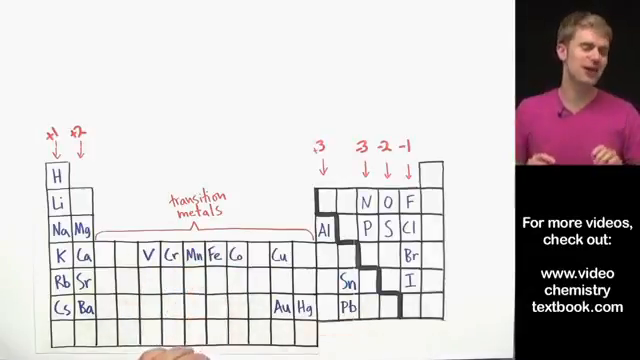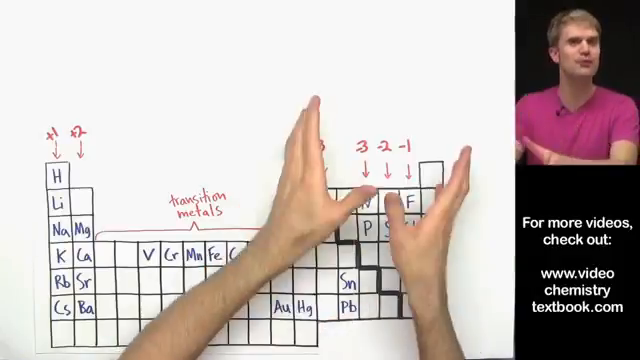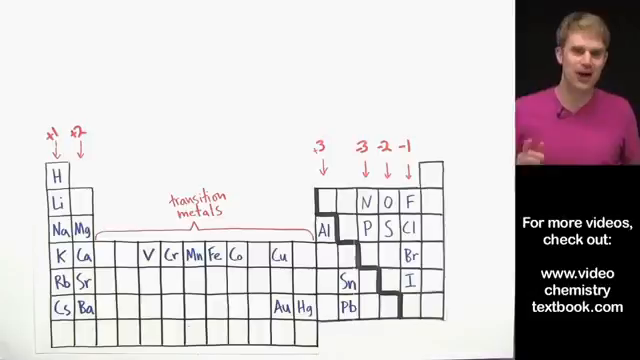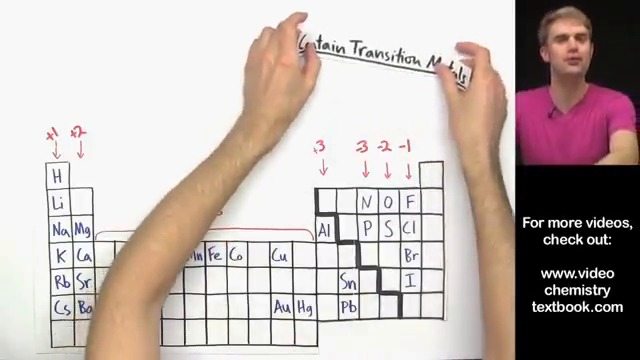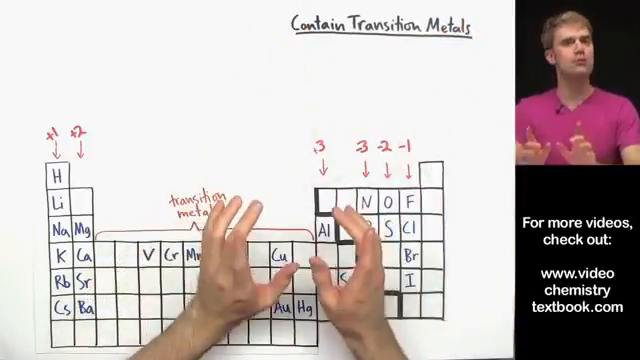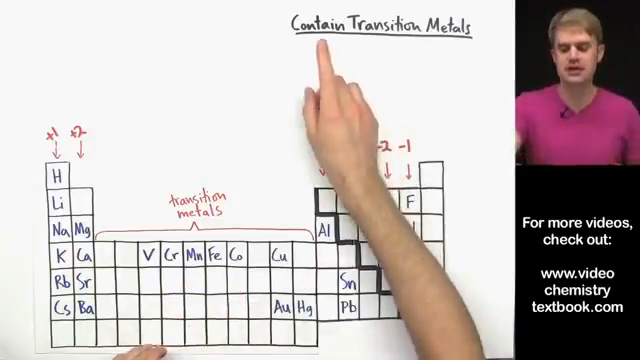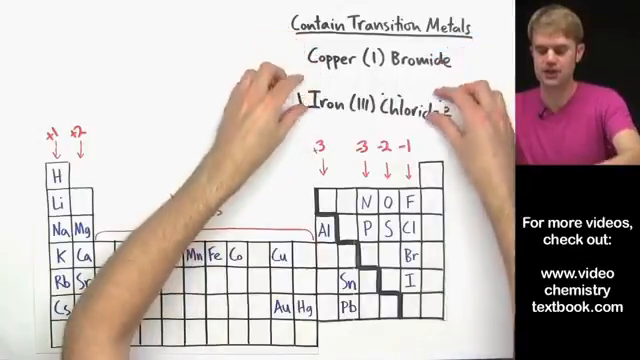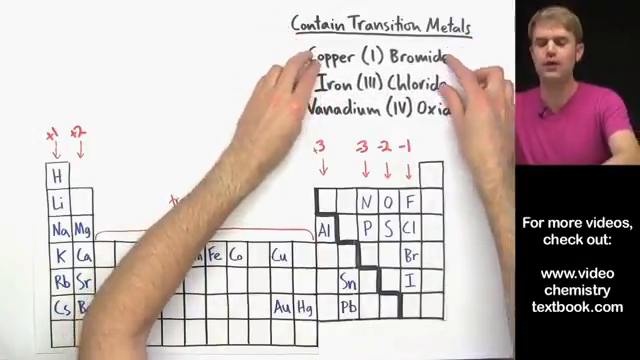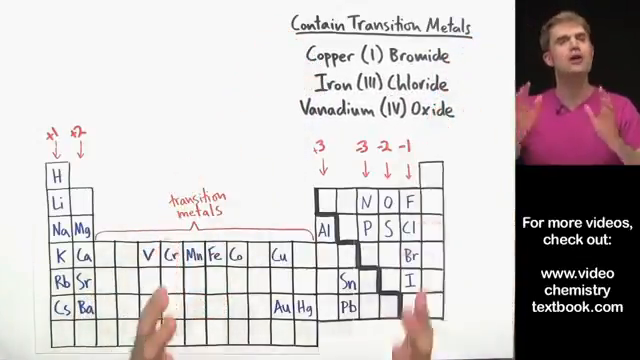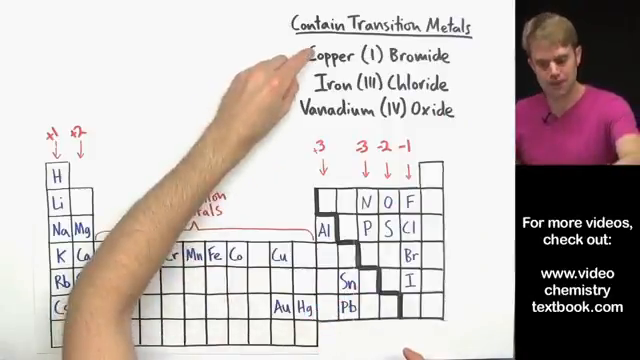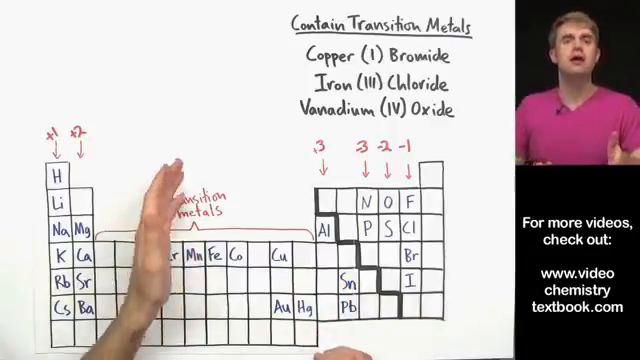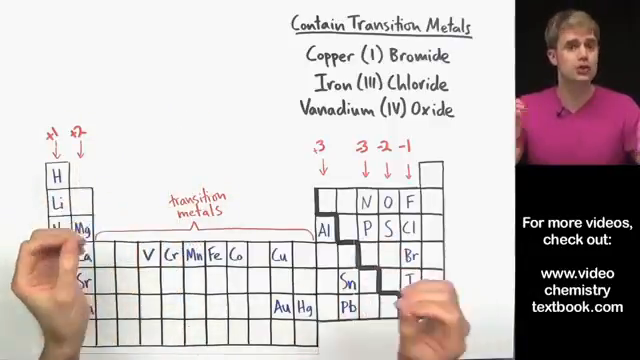The first thing I want to talk about is when we use Roman numerals for naming and when we don't. This confuses a lot of students, okay? So when do we use Roman numerals? Well, we use Roman numerals when we're naming compounds that contain transition metals. So here are 3 compounds that contain transition metals, and as you can see, we use these Roman numerals. And we use the Roman numerals because copper, iron, and vanadium are transition metals, which means that they can make multiple ions with different charges.